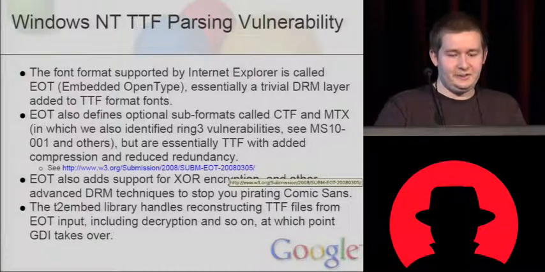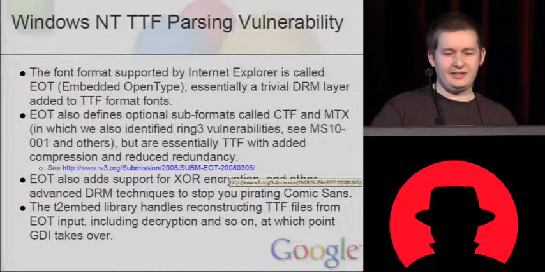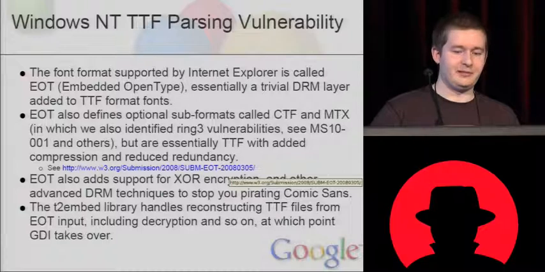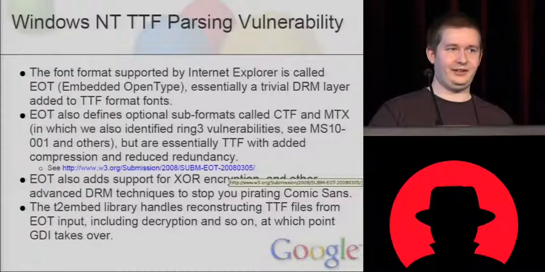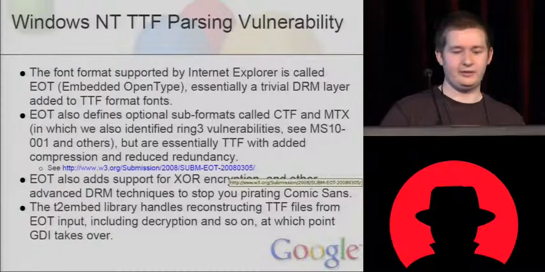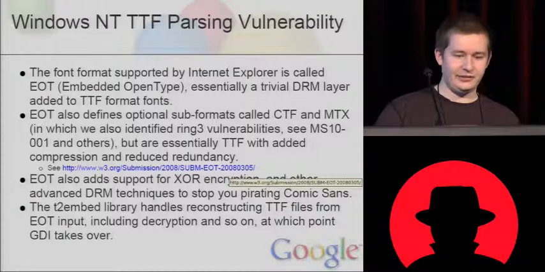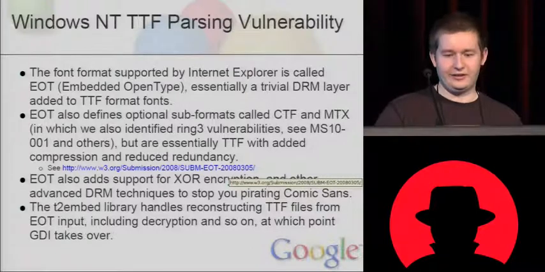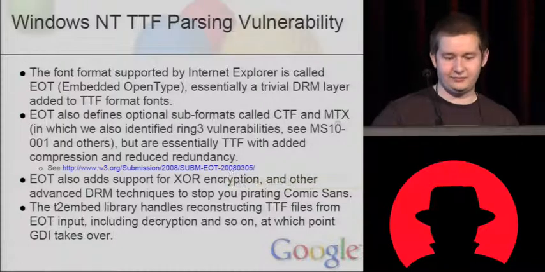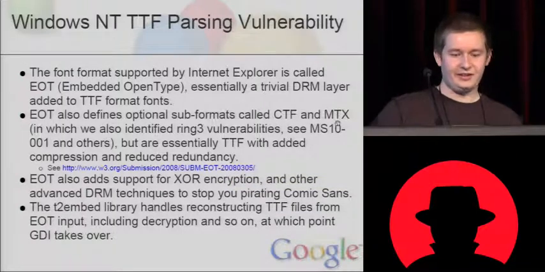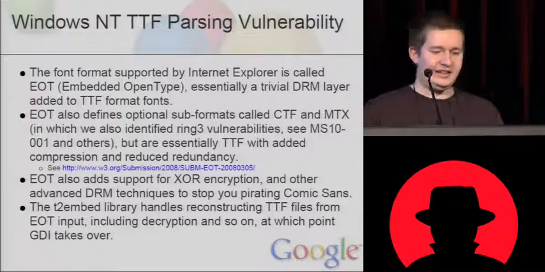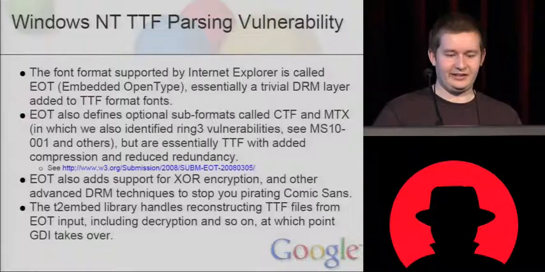But EOT is basically just added compression and reduced redundancy. CTF and MTX are actually quite clever data compression formats, and they're quite interesting to read. They do some cool tricks to make fonts as small as possible. I believe Microsoft licensed this technology from AGFA, and they published some documents on it. They're actually pretty cool if you're interested in data compression. EOT also adds some pretty silly extensions, things like support for XOR encryption and some other DRM techniques.